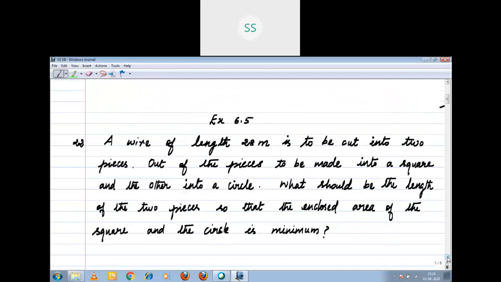What should be the length of the two pieces so that the enclosed area of the square and the circle is minimum? For a minimum, we want to say the second order derivative is greater than 0. What do you want to do? You want to find the first order derivative, then equate it with 0. That point we call the critical point. You substitute that in the second order derivative. If the second order derivative is greater than 0, your conclusion is minimum.